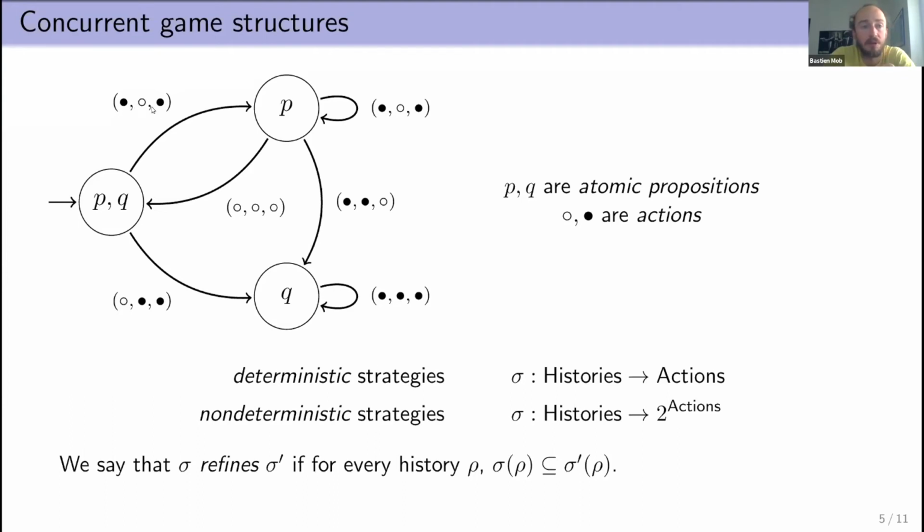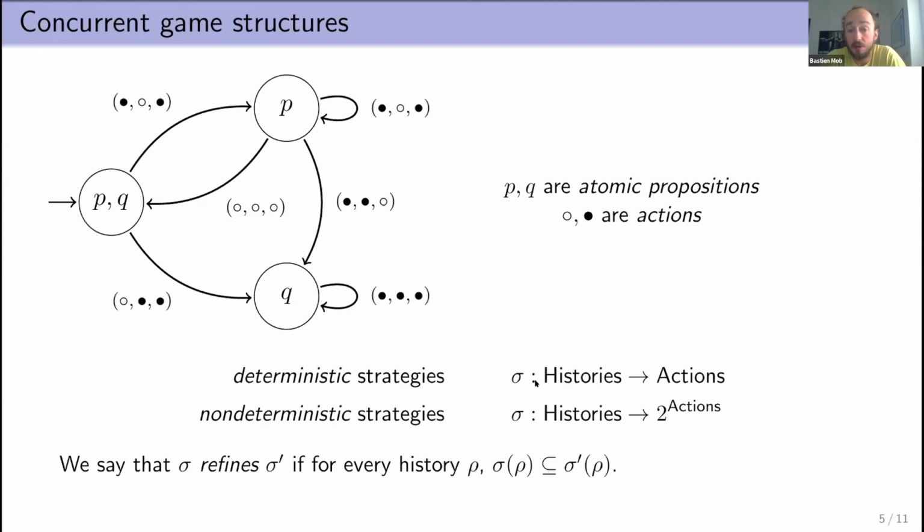Here we have 3 players interacting together, and 1 action for each player determines a transition between the states. Here we have 2 possible actions, black and white. And each state, in addition, is labeled with atomic propositions that mark basic facts about the world. Now, a bit more formally, what is a strategy?